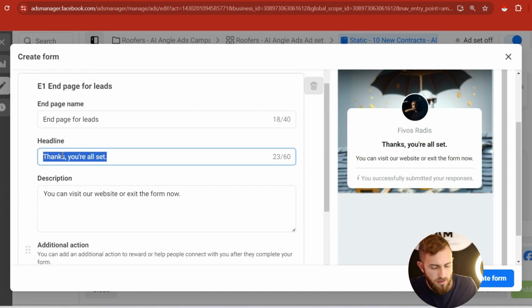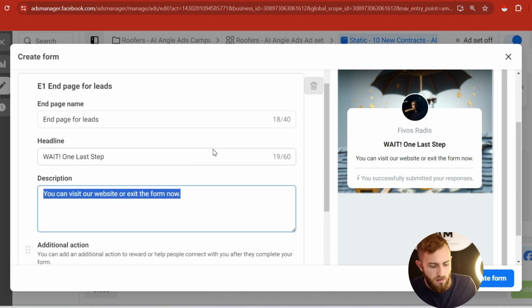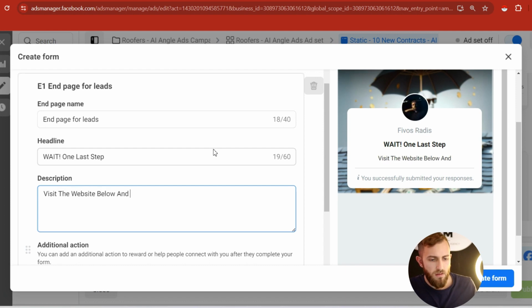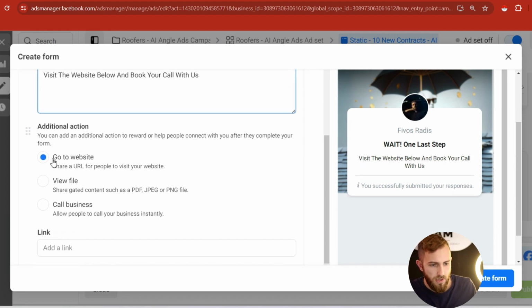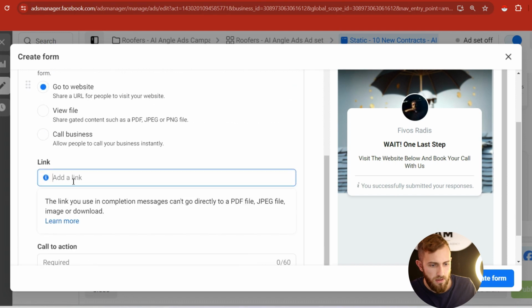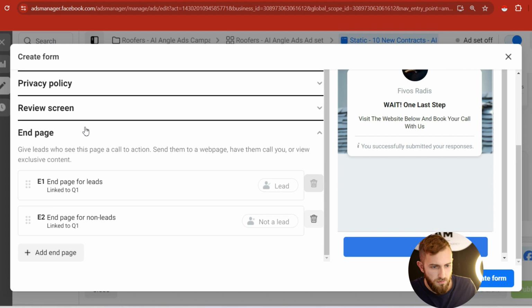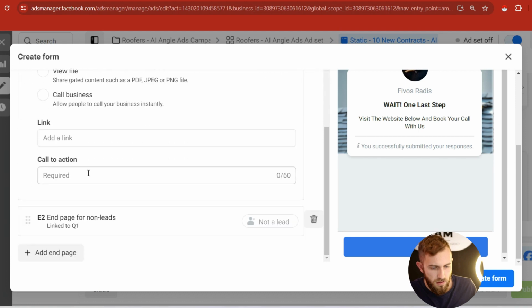And then end page. Just go here on the headline and say, wait one last step. Visit the website below and book your call with us. Cool. Over here, you leave it at go to website. You add your website link over here. And then over here, just say visit website.